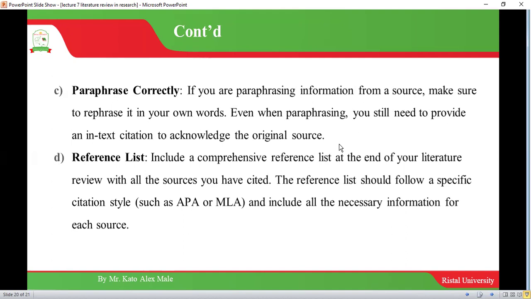Then a reference list. We talked about this as the last page of the literature review, whereby you need the references that you tried to review. The reference list contains the citations of the literature or the articles that you visited.